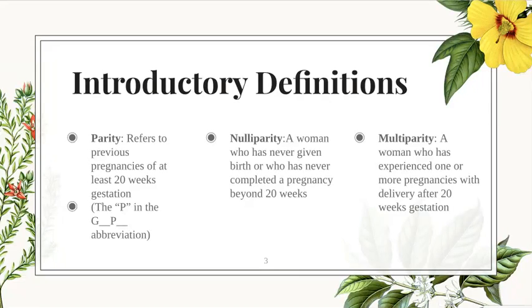Nulliparity refers to a woman who has never given birth or who has never completed a pregnancy beyond 20 weeks. Multiparity, which is what we'll be talking about today, refers to a woman who has experienced one or more pregnancies with delivery after 20 weeks gestation.